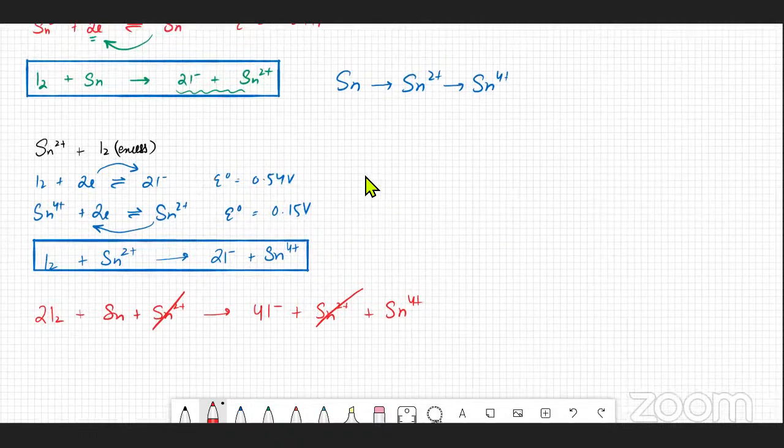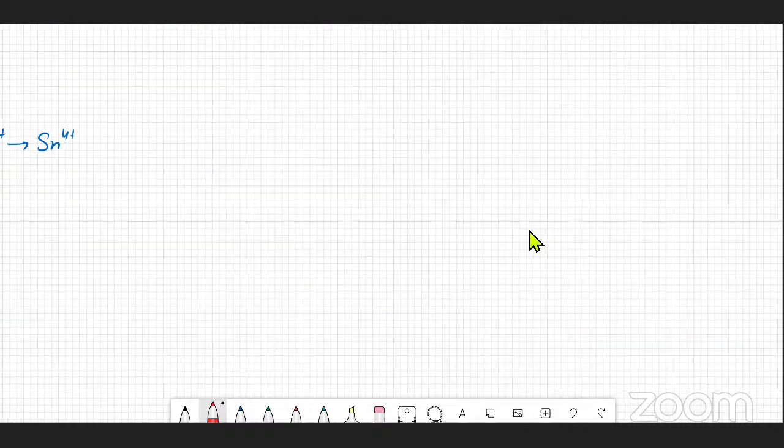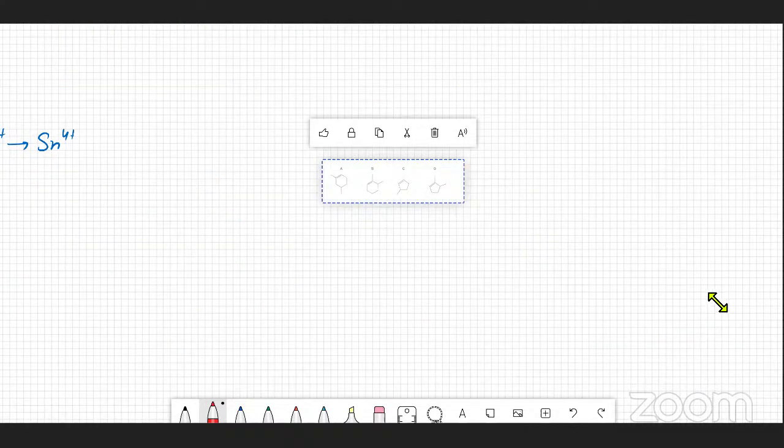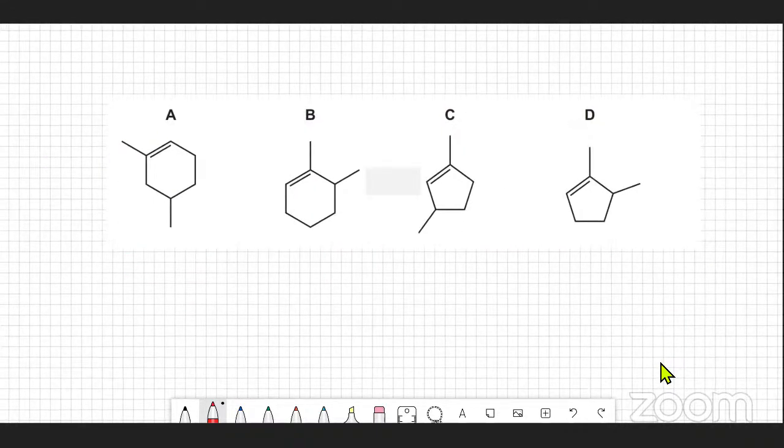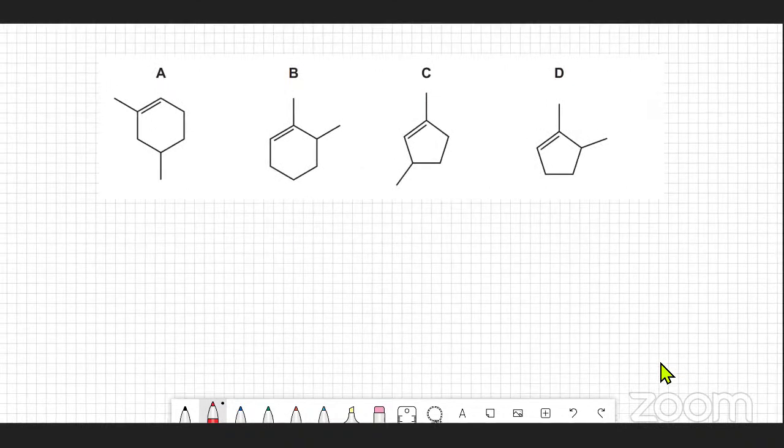Okay, so these are my 4 molecules. Now, when alkenes undergo strong oxidation, there are 3 scenarios. The double bond would always break, and if the carbon that was forming the double bond had 2 hydrogens, that would change into a carbon dioxide and a water molecule.